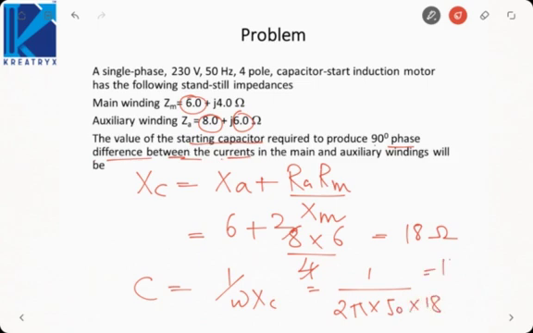So it comes out to be 176.83 microfarad. Okay. So that is the capacitance required to produce a 90-degree phase shift between the main and auxiliary winding current to have the maximum torque produced by the motor.